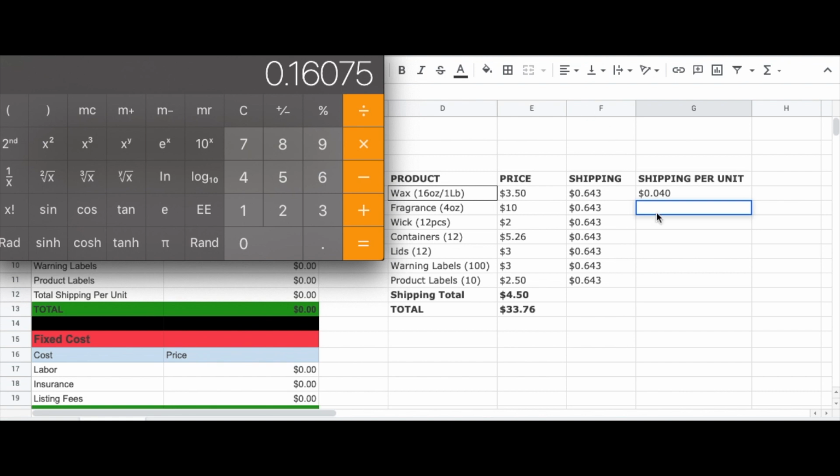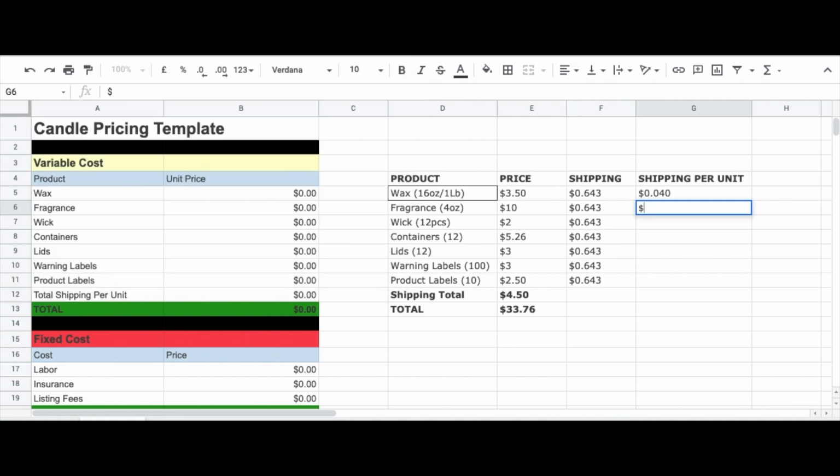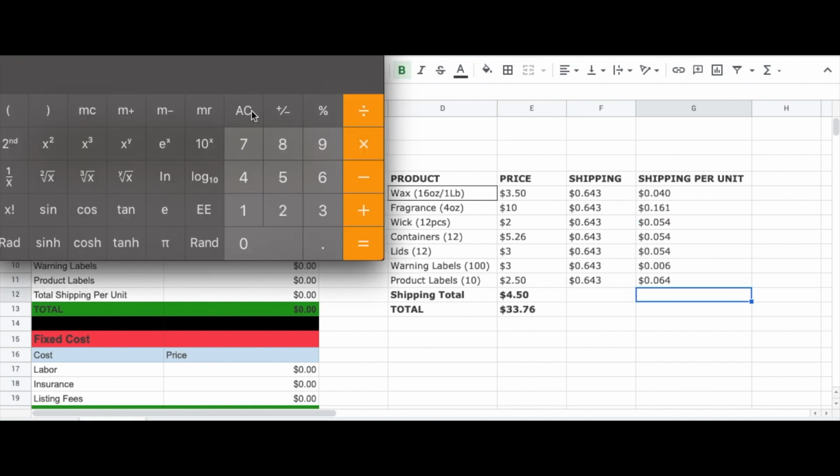So go ahead, pause this video and fill in the rest of it, then come back to it. Let's see if yours is accurate, and then we'll continue from there. So now that I filled everything out, I'm just going to add everything up, and that will be our total shipping per unit. That would be how much it costs us to ship wax, fragrance, wick per unit. You see how easy it is. So let's add it up.